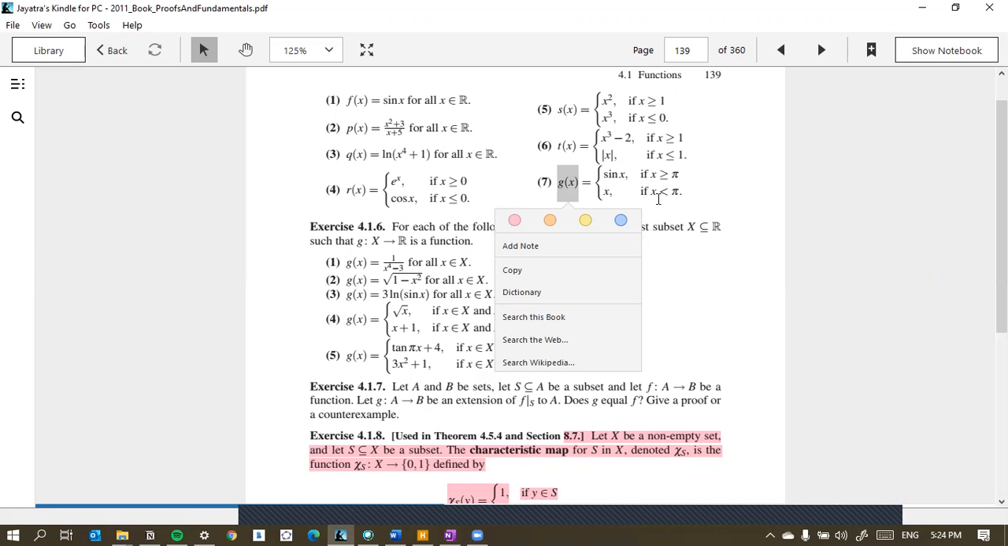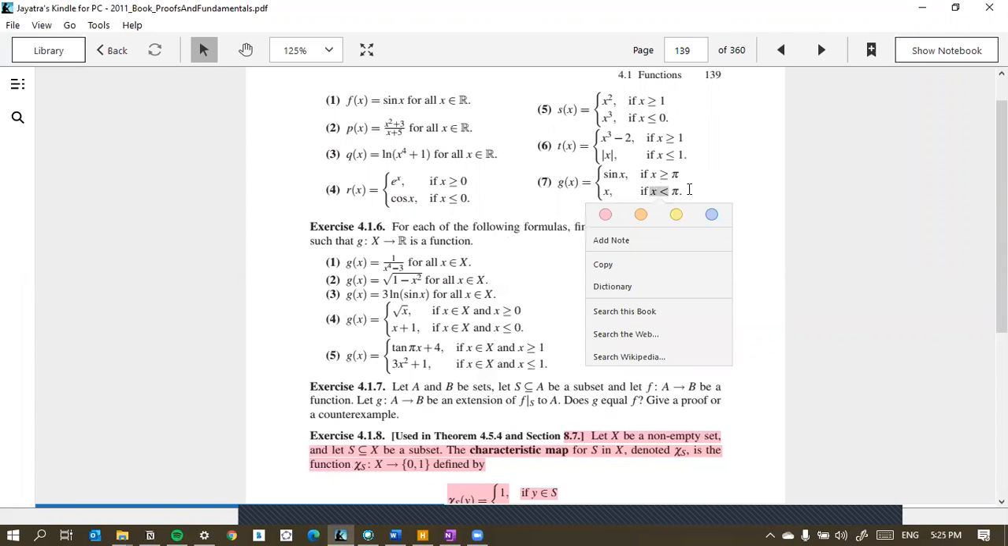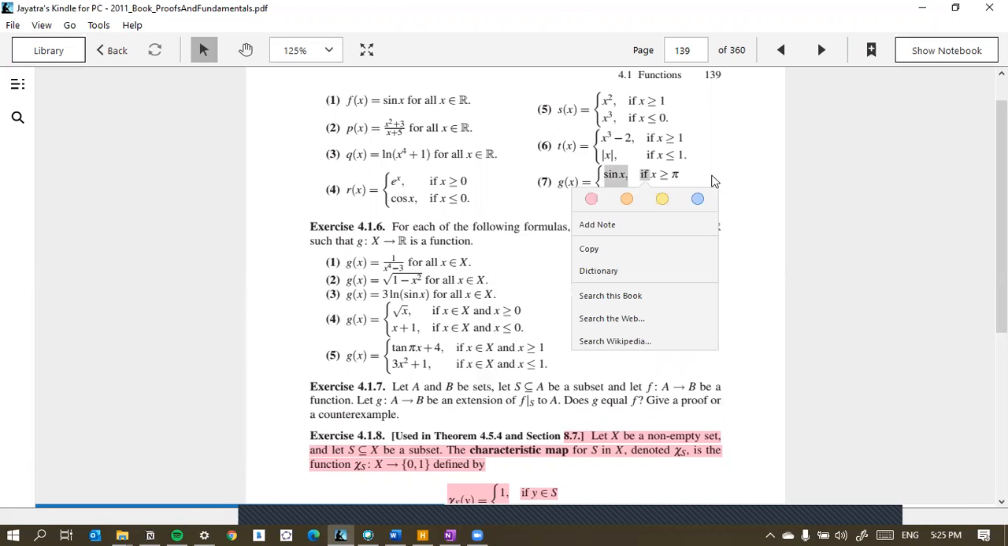Also, as an example, if this was x less than or equal to pi, we would have a problem, because the function might take two values, and we don't want that. For some x, the value will not be unique, and hence it will not be a function. But right now, this is a perfectly valid function.